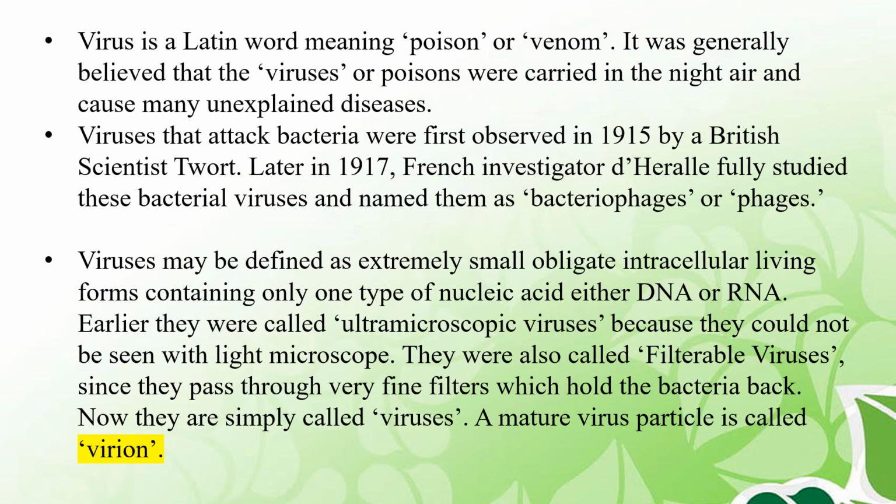Viruses that attack bacteria were first observed in 1915 by a British scientist, Twort. Later in 1917, French investigator d'Herelle fully studied these bacterial viruses and named them bacteriophages or phages. Now, viruses can be defined as small obligate intracellular living forms containing only one type of nucleic acid, either DNA or RNA. Earlier, they were also called ultramicroscopic viruses because they could not be seen with a light microscope. Later, they were called filterable viruses because they can pass through very fine filters which hold the bacteria back. Now they are simply called virus, and a mature virus particle is called a virion.